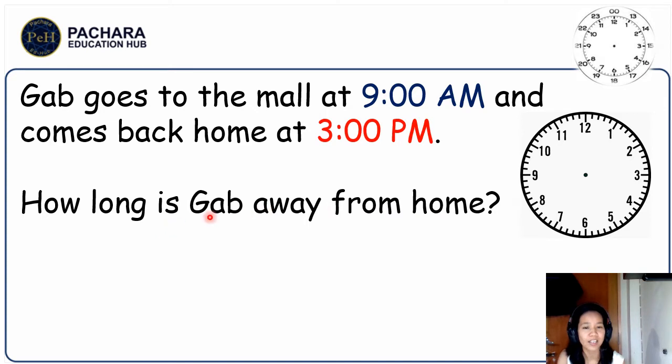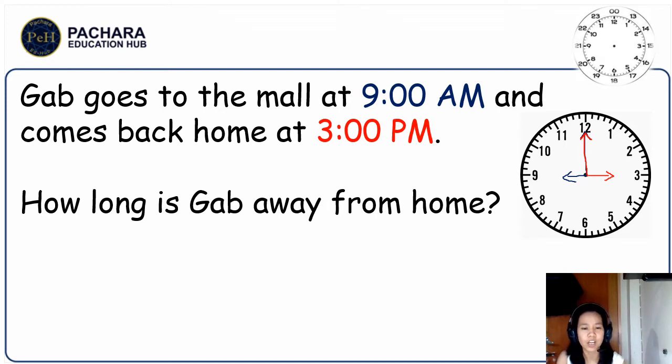How long away from home, meaning he is outside, he's not home. So Gab goes to the mall at 9 a.m. So we need to use blue. 9 o'clock a.m. That's daytime. And he comes back at 3 o'clock p.m. So we need to count from 9 o'clock in the morning to 3 o'clock in the afternoon.